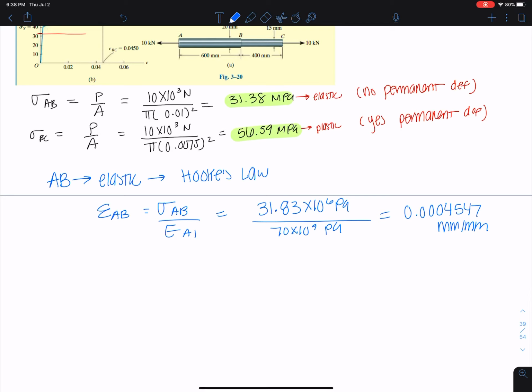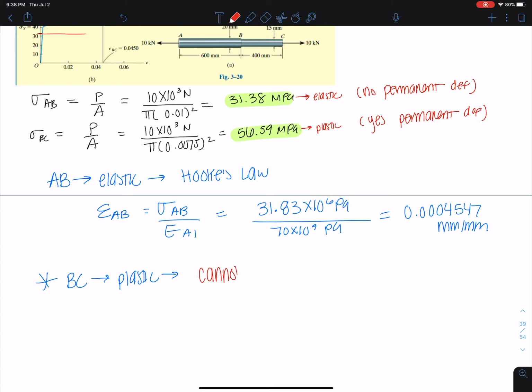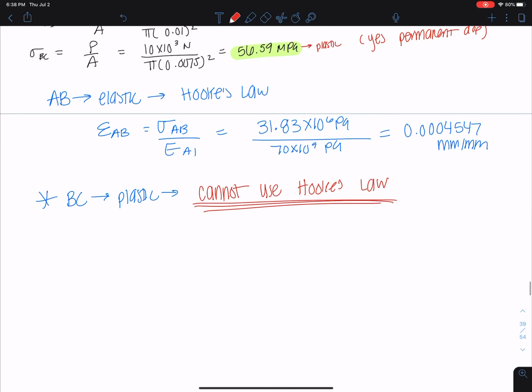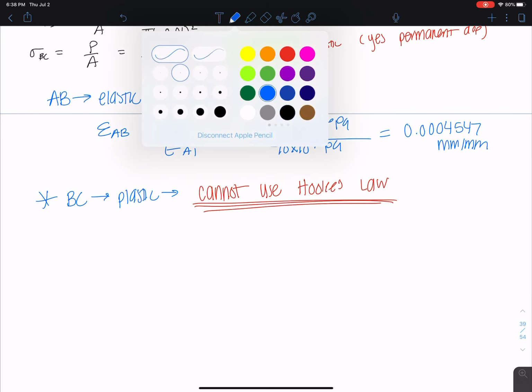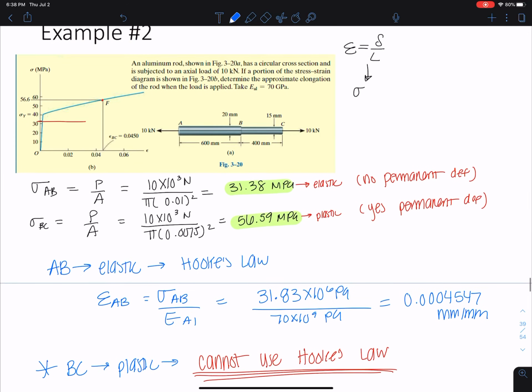We can't use Hooke's law for portion BC because it's plastic. So we need to use the diagram. I'll put a note here: BC is plastic. This is super important. We cannot use Hooke's law because it's now a curve. So what we have to do is use the diagram. We go to the diagram and we want to see at 56.59, we're at 0.0450.